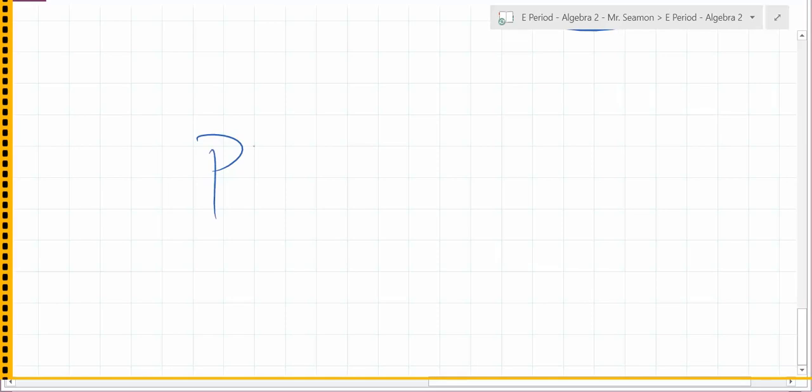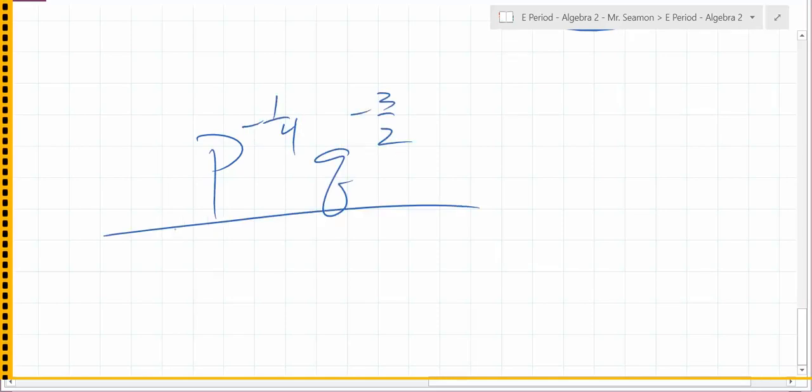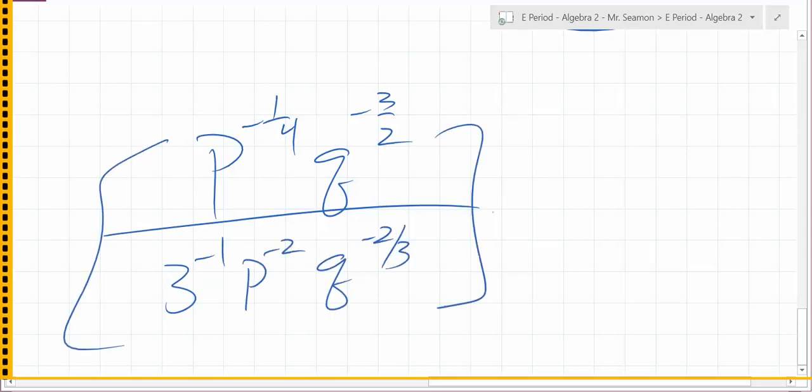How about this? P to the negative 1/4, Q to the negative 3/2, all over 3 to the negative 1, P to the negative 2, Q to the negative 2/3, all to the negative 2 power.